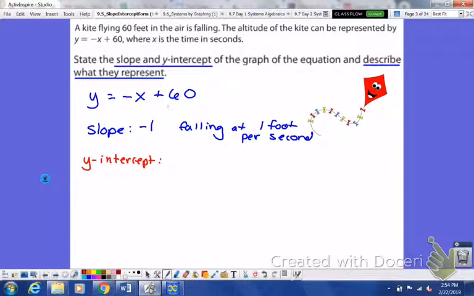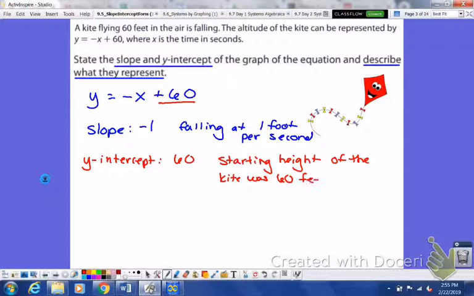So remember the y-intercept is the part that's by itself, so that's going to be 60, and it means the starting height. Remember, y-intercept was your b, which stood for beginning. So the starting height of the kite was 60 feet. Okay, so there's an example where we weren't graphing it, we were just picking out your y-intercept and your slope and describing what they meant.